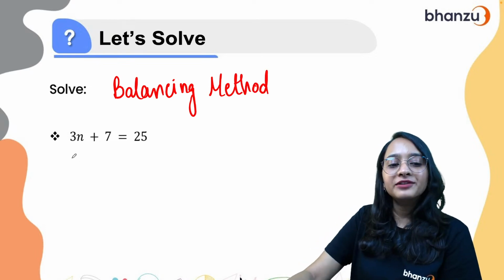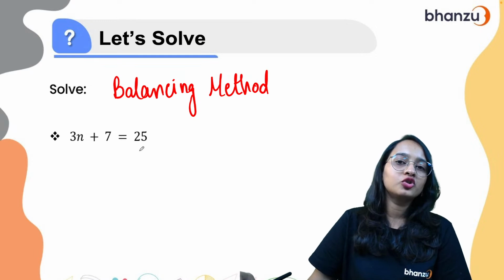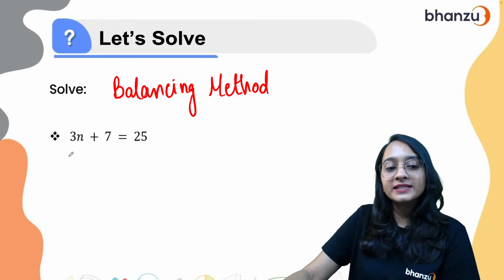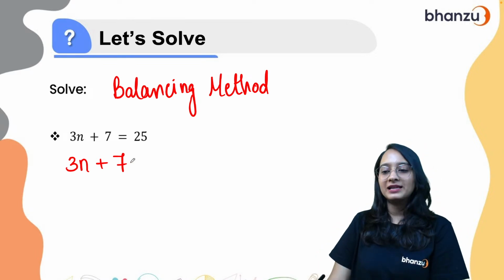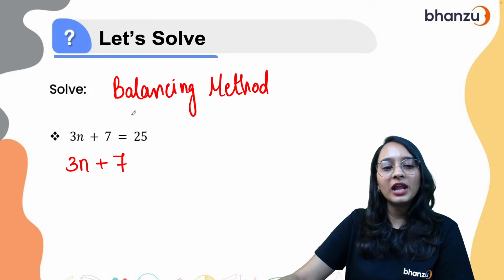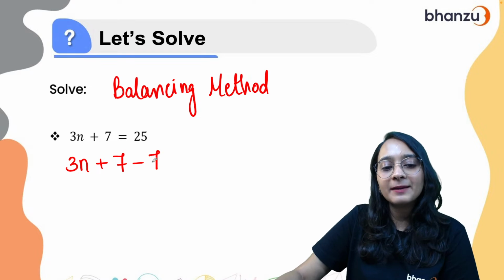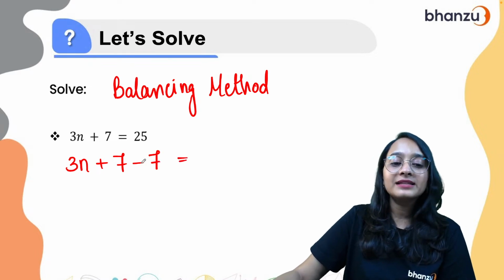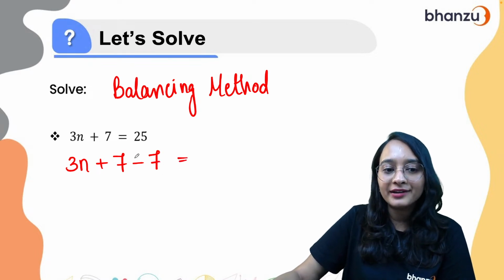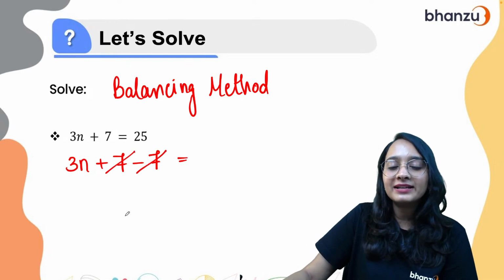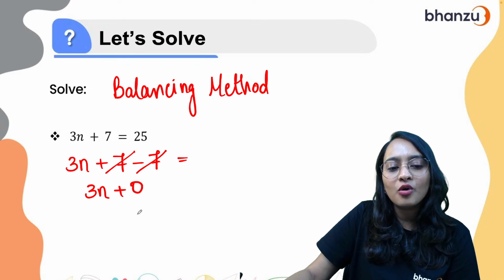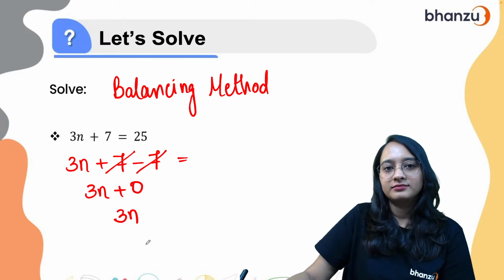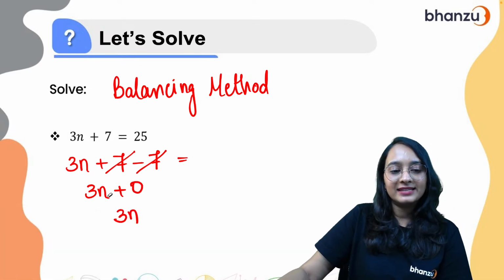Okay, so we have 3n plus 7 is equal to 25. Now, what is the first step I have to do? I have to somehow remove the plus 7. So, what will I do? I will subtract 7. Why? Because when I do that here, plus 7 minus 7 will get cancelled and it will become 0. So, 3n plus 0 is nothing but 3n. That is why I have subtracted 7 from it.